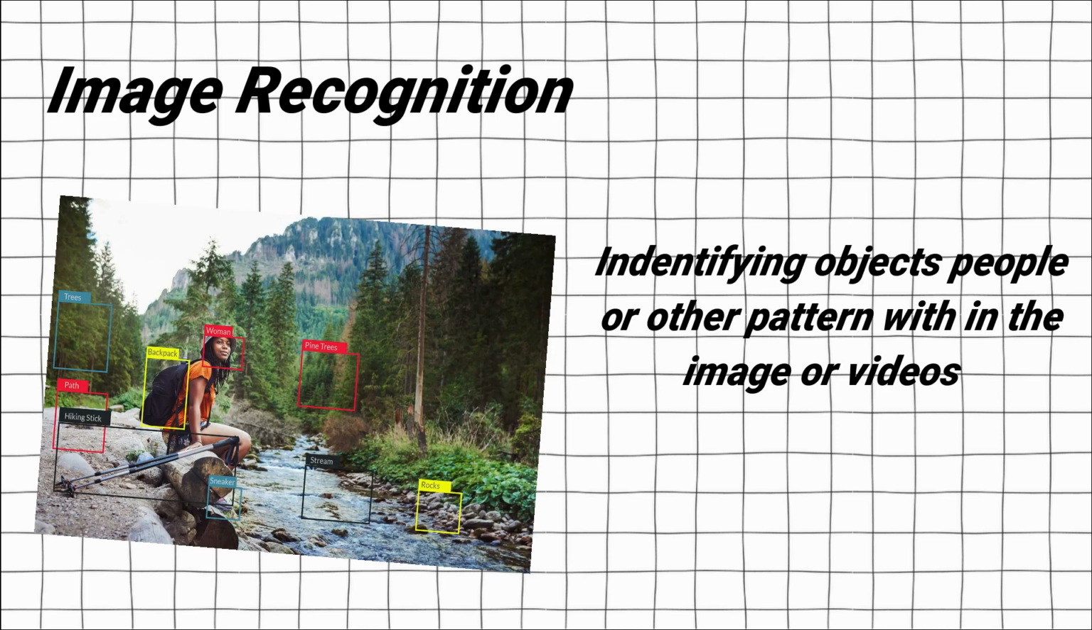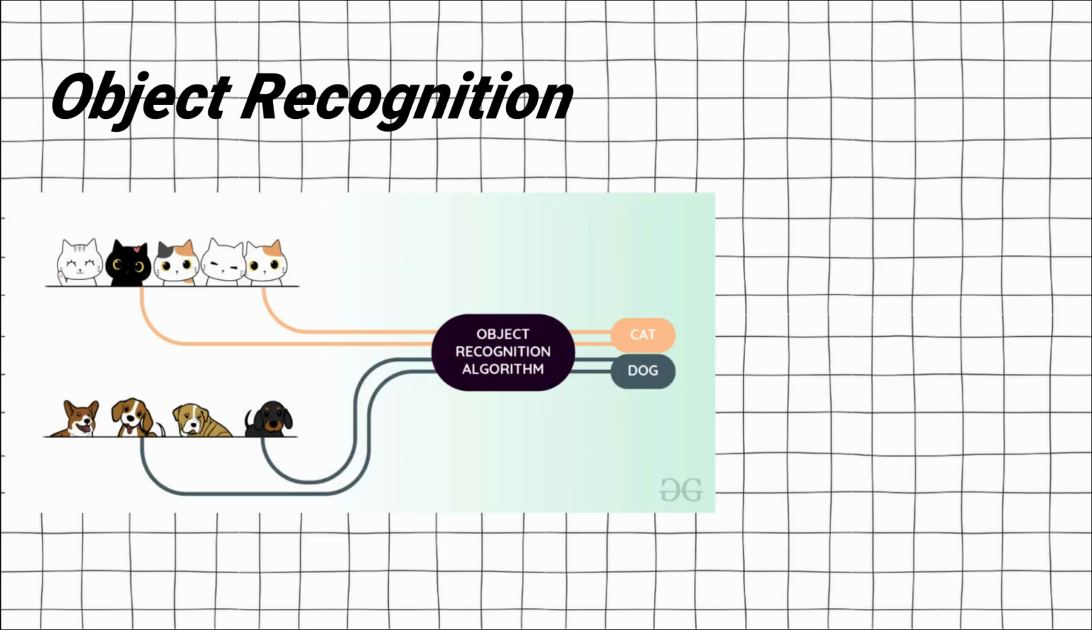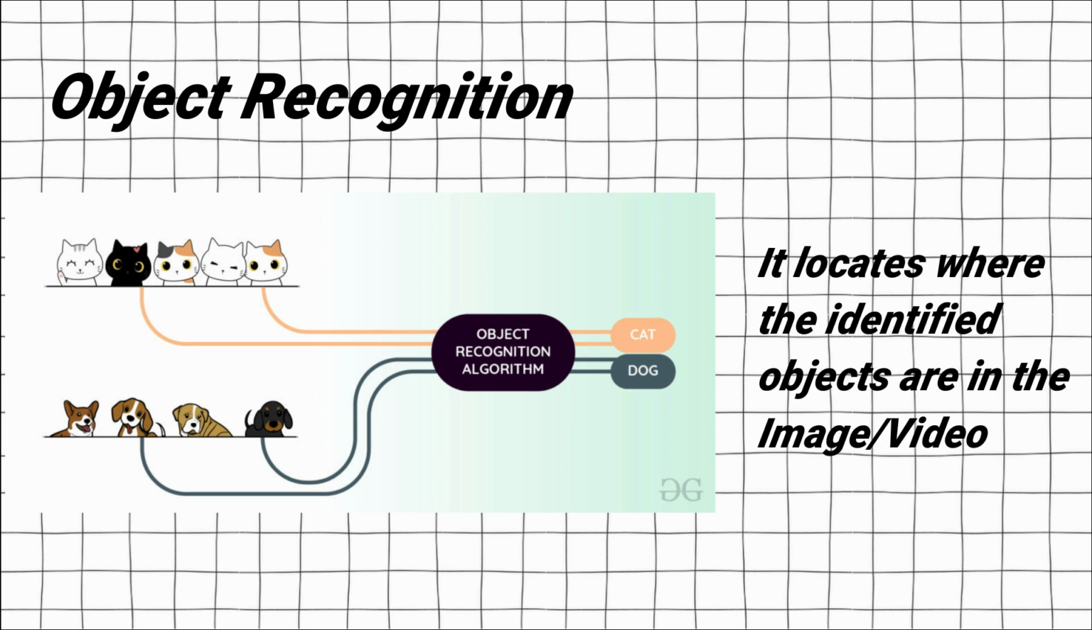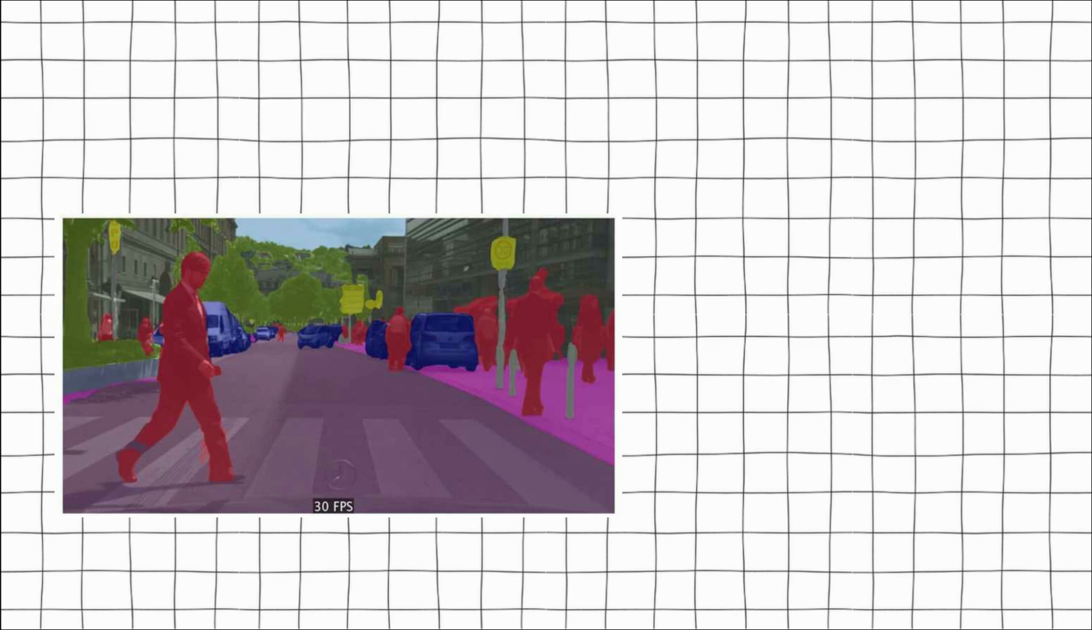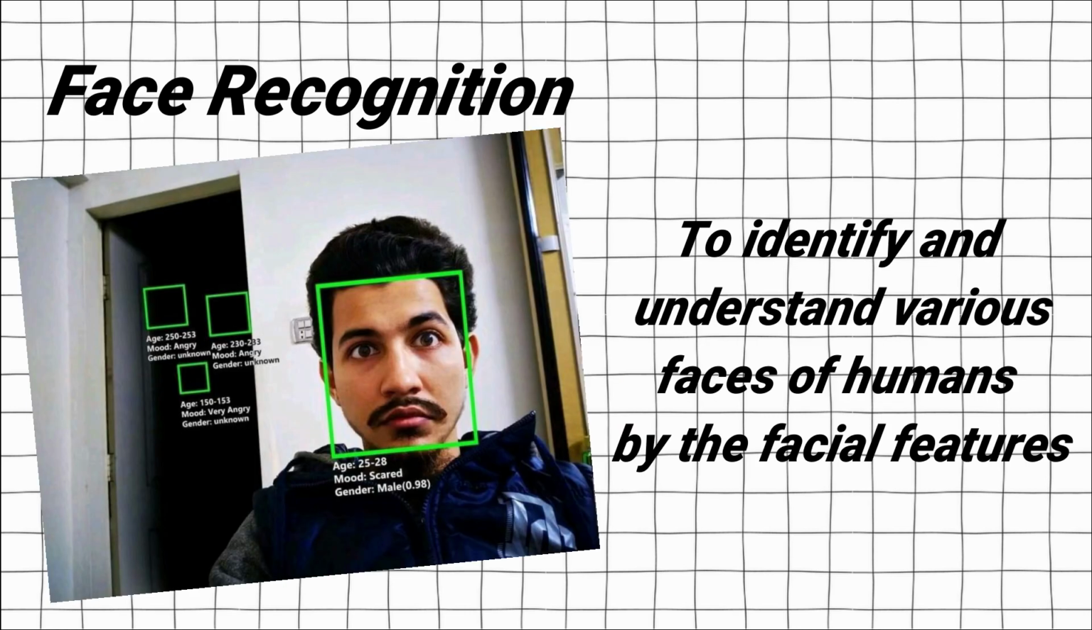Image recognition: identifying objects, people or other patterns within images or videos. Object recognition: it's not only about identifying various objects, but it also locates where the identified objects are in the image. Image segmentation: it's like shading and separating the detected object from the surroundings to understand it well. As you can see, this man has been detected as a person and gets separated from other objects, and this gives the machine a greater understanding of the image. Face recognition: to identify and understand various faces of humans by their facial features.